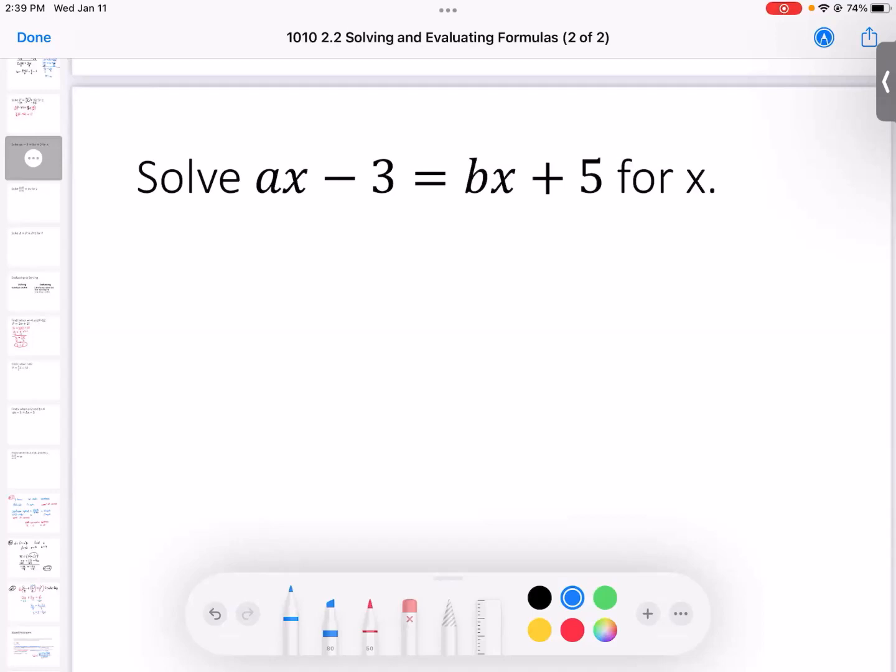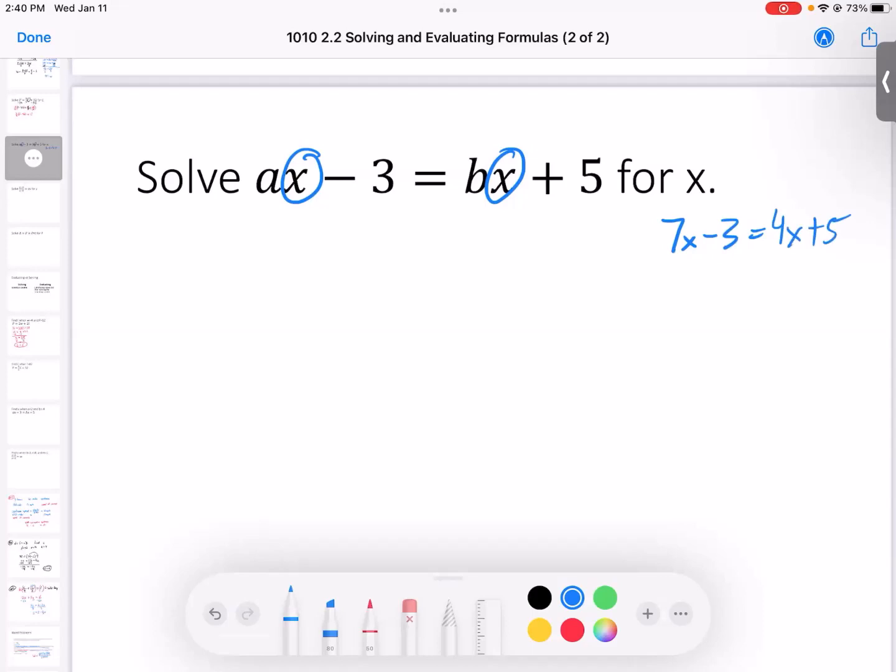So if you were asked to solve this formula for x, this one's a little bit more complicated because we have 2 x's. So if you imagine how you would solve this, because we're thinking of a and b as being numbers, like if you had 7x minus 3 equals, I don't know, 4x plus 5, the way you would solve this is you would get rid of one of these, right?